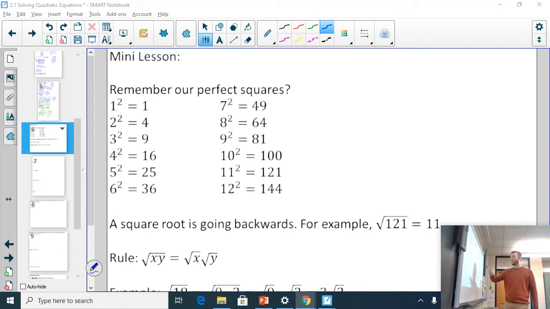And so the first thing we have to remember is our perfect squares. And the perfect squares are the things on the right. So we need to know that 1 squared is 1, and 2 squared is 4, and 3 squared is 9. Essentially, we need to know the square roots of these. So if we took the square root of 81, we need to know that that is 9.